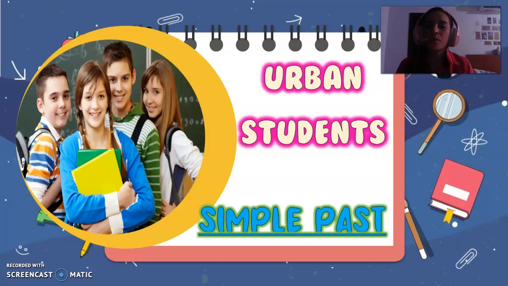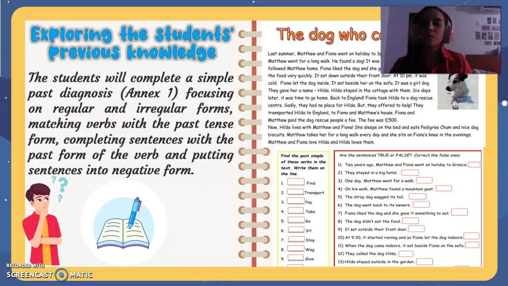We're going to start here with the urban students. These students are from the city, and as we know, they have a lot of possibilities in technology, more than the others, but they have it. So the topic that I chose to adapt from a book that I had is The Simple Past. As we know, it is a really easy topic. So we need to start by exploring the students' knowledge. It's really important to know what knowledge our students have on a topic.